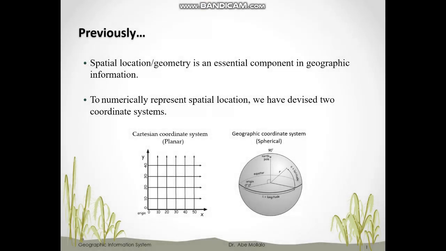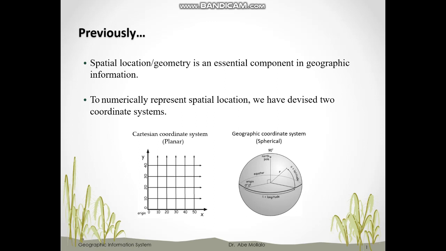Alright, in the previous lectures, we talked about using coordinates to describe the spatial location or geometry and shape of geographic features. We learned two types of coordinate system, geographic coordinate system or GCS, and Cartesian or planar coordinate system or PCS. Geographic coordinate system was defined on a 3D sphere, and the unit of measurements were angles of rotation called latitude and longitude, and projected coordinate system was defined on a 2D plane, and the unit of measurements were length units such as miles, kilometers, feet.